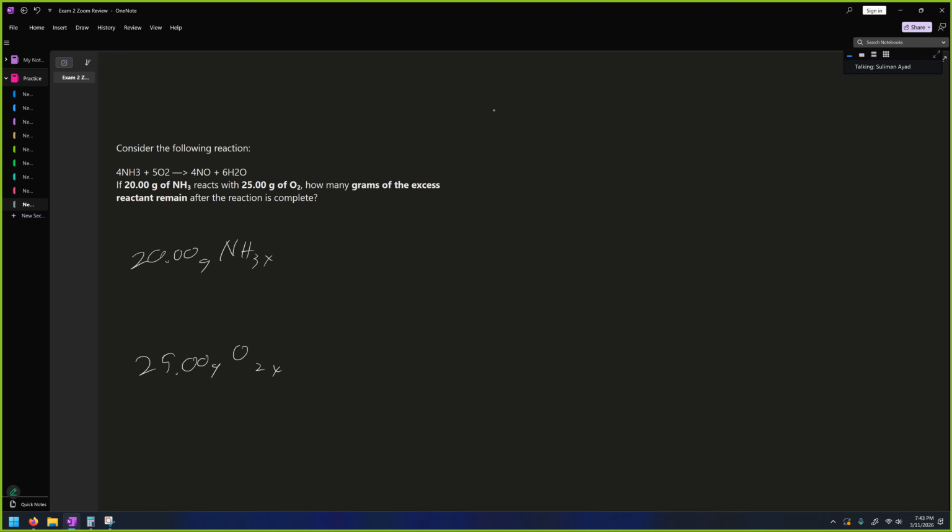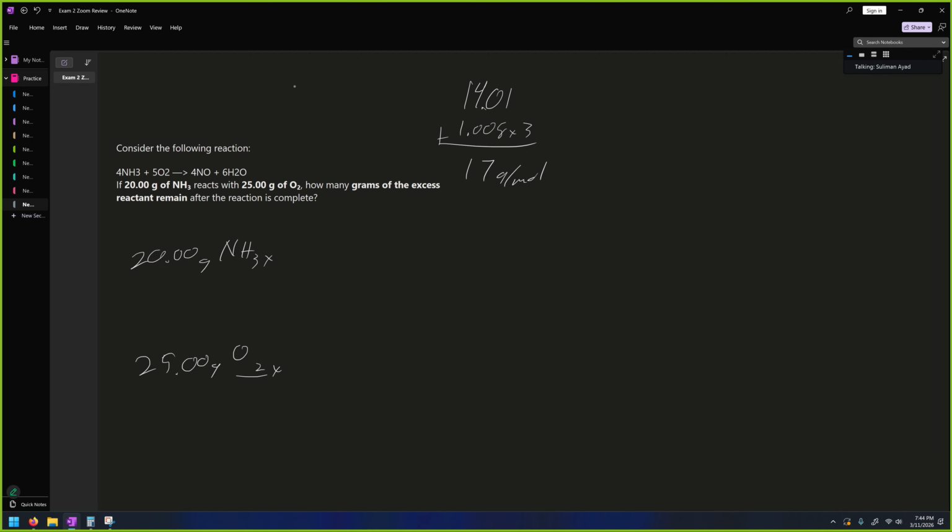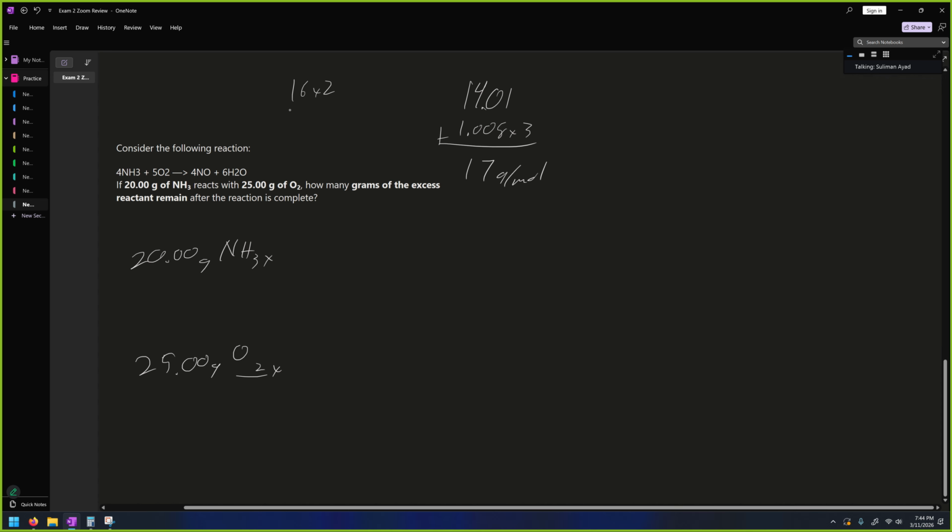To do that, we need the molar mass of ammonia. Nitrogen has a molar mass of 14.01, and each hydrogen is 1.008 times 3. So we'll add all those together. I'm just going to be lazy and call it 17 grams per mole here, in the interest of saving some time. And then for the oxygen, we'll do the same thing. It's going to be 16 times 2, and that's going to give me 32 grams per mole for the oxygen.